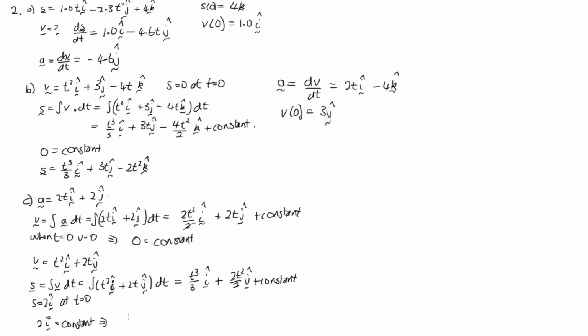So we can simplify this a little bit. We've got s is equal to 2i plus t cubed on 3. So t cubed on 3 plus 2 in the i direction, plus in our j direction, we've got the t squared j. So we've now filled in all the boxes in that table.